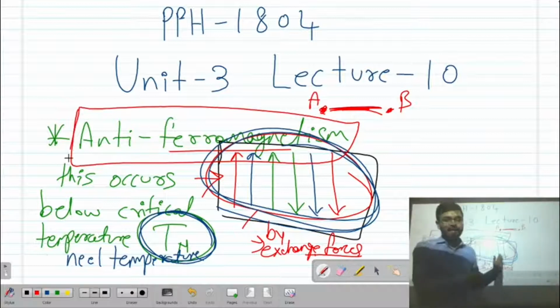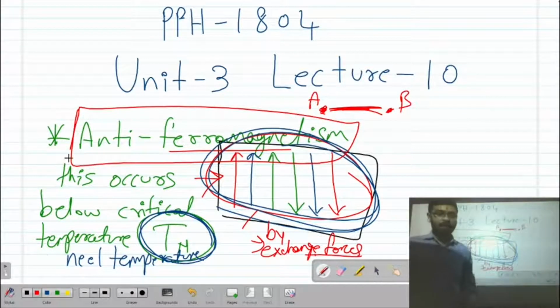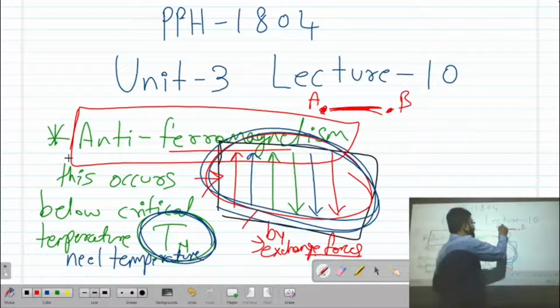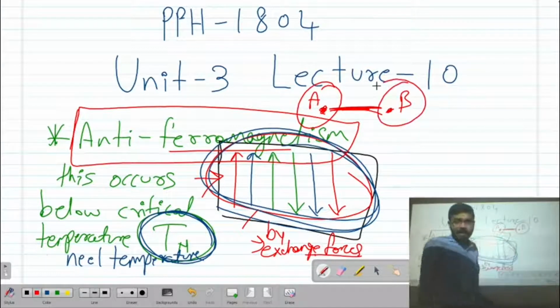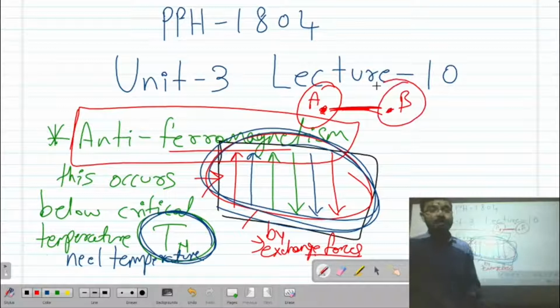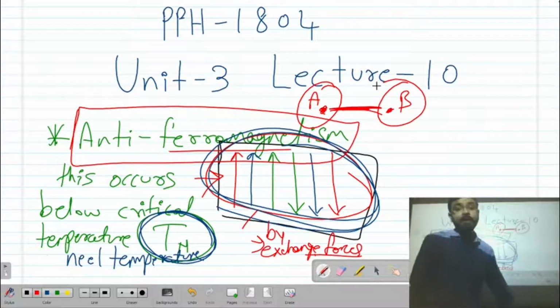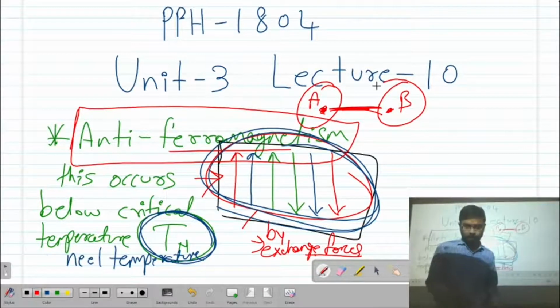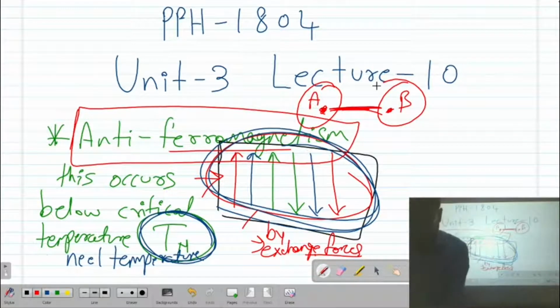Now to understand this antiferromagnetism, let us take an example of an atom A and atom B in a simple cubic structure, and understand how it is going to behave. Consider a crystal containing two types of atoms, atom A and atom B. Both have opposite spins. So let us draw a cubical structure. Let us draw a cube over here.